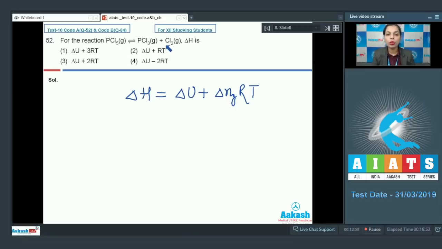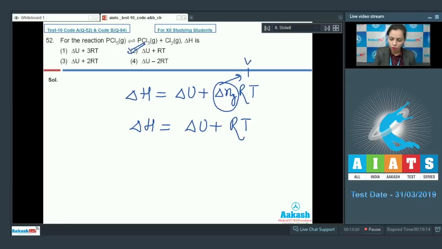In this case, 2 moles of the gaseous product are there. Further, if I talk about the gaseous reactant, a single mole is there. So what would be the value of this delta ng? This becomes 2 minus 1, that is 1. So delta H is equal to delta U plus RT. Where is it given? It's correctly given here in option 2. So this would be your final answer.